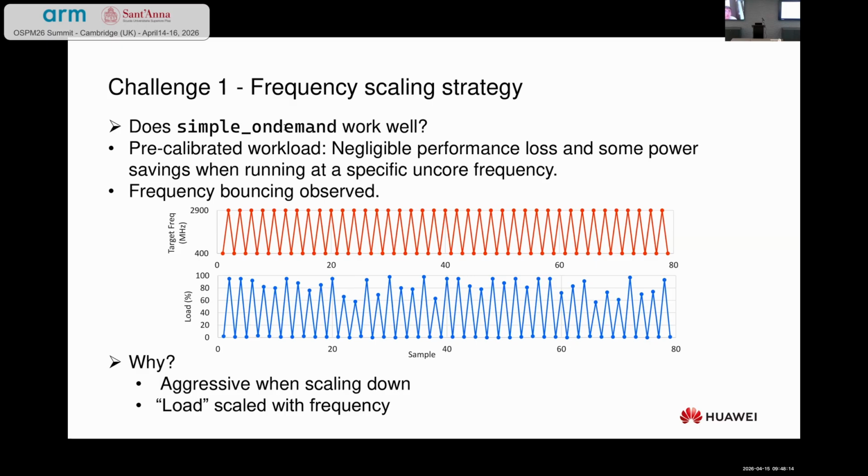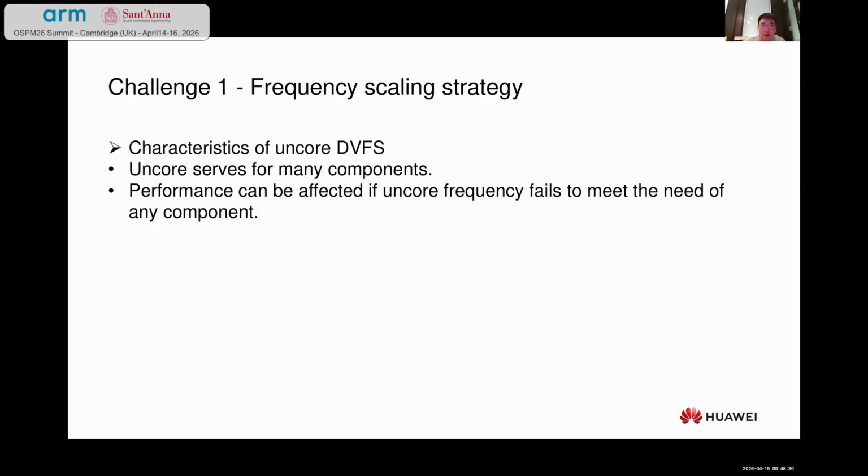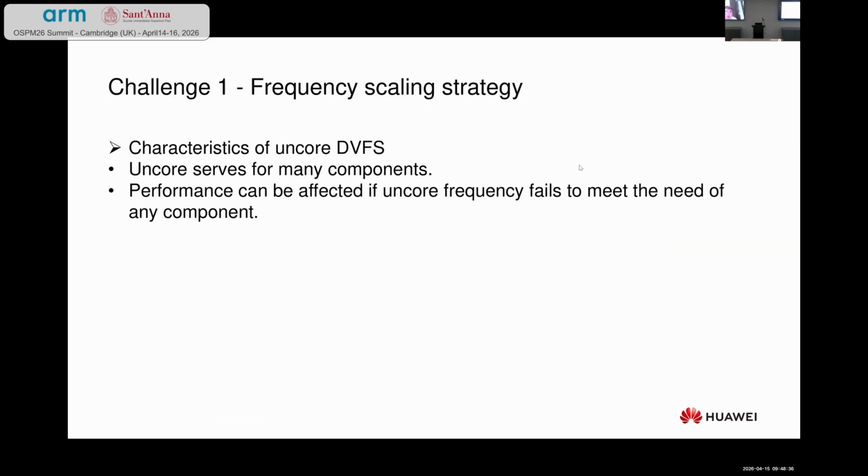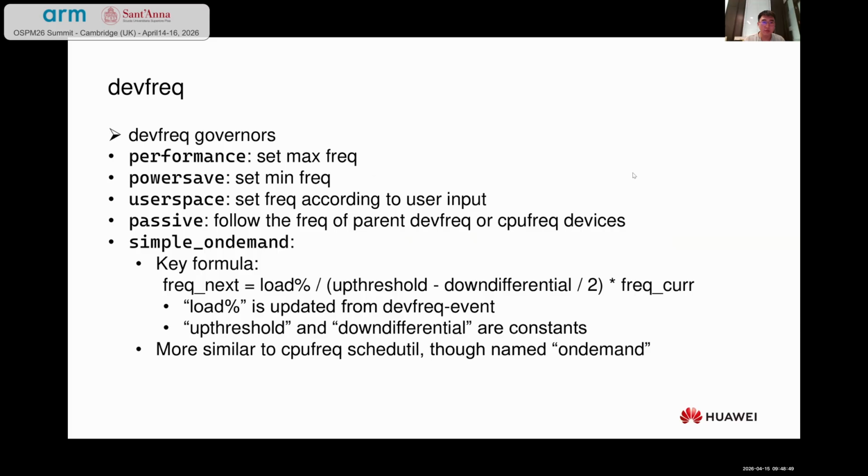The first thing we are trying to see is, does simple on demand work well under the current scheme? Does anybody have any questions about the background up to now? Maybe I have one question. You are speaking about load for your device. Which metric do you use to compute the load of a device? The main goal is to select a frequency for your uncore device, but how do you compute the load?